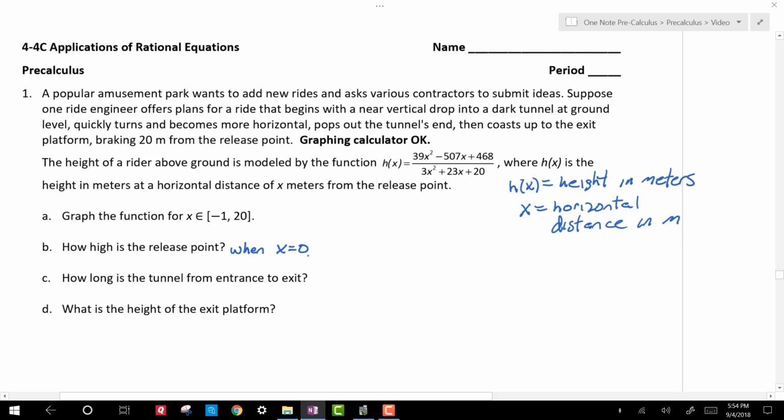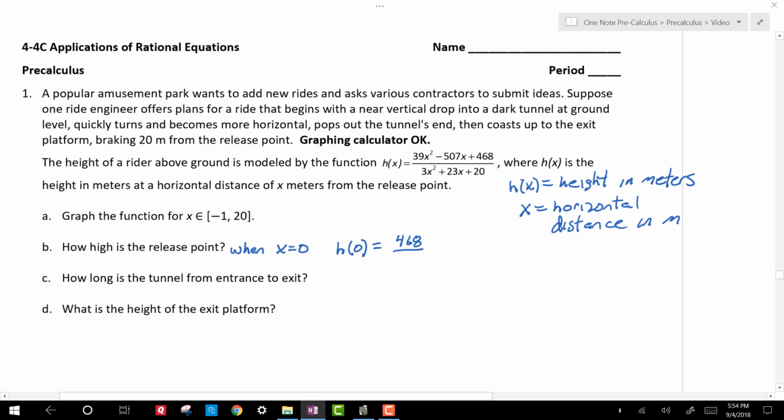Well, one of the ways I can do this is simply plug it into the equation, right? So h of 0, now look at the equation. 39x squared times 0 is going to be 0. 507 times 0 is going to be 0. All we're left with is 468 in the numerator.